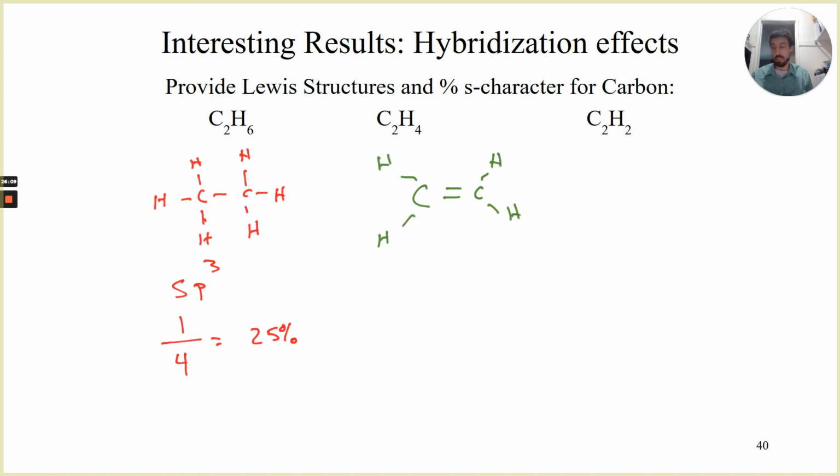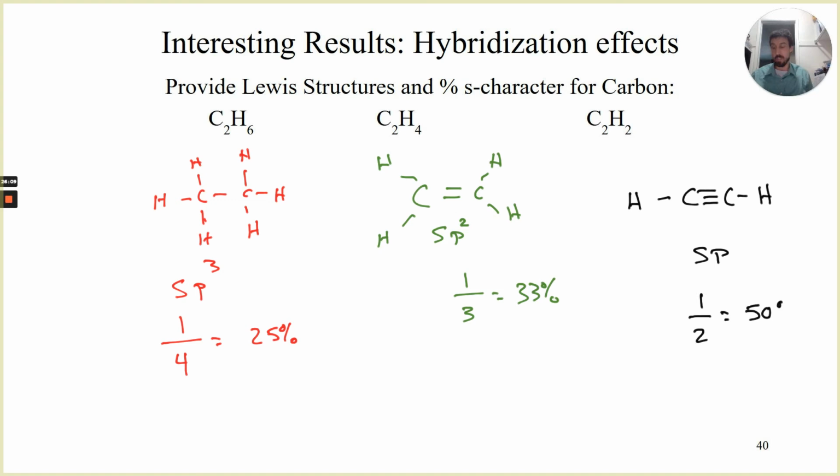If we go through and look at C2H4, we'll notice that we had 1 s orbital come out of 3 possible. This is 33%. And if we move to the last one, C2H2, we have sp hybridized, which is 1 out of a possible 2, 50% s character. So that's what we're being asked for within that, okay?